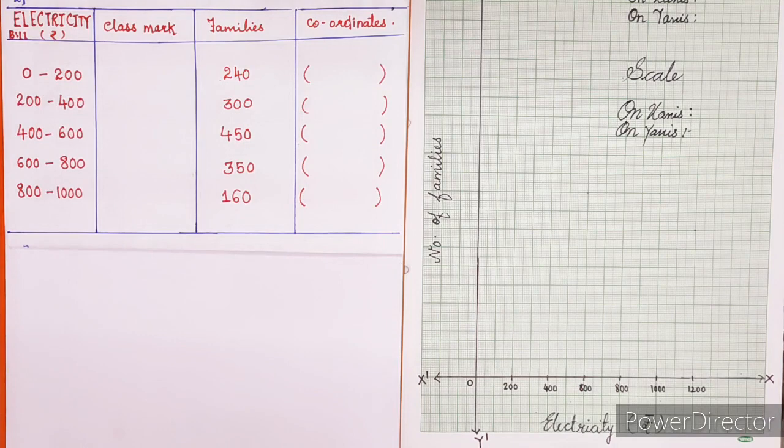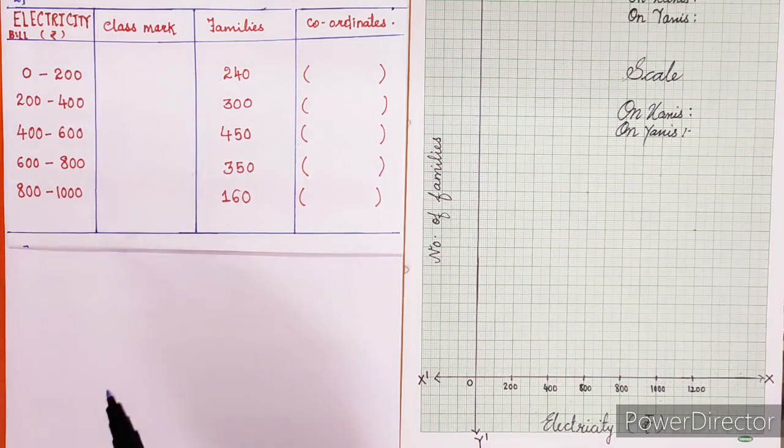So here in a frequency polygon, same as a histogram, on the x-axis information will be plotted and on the y-axis frequency will be plotted. Your data is about electricity bill and frequency is about the number of families. Here only a small difference is there: in a histogram we used to plot a class, but in a frequency polygon we will plot a class mark. So before making a frequency polygon, first we have to prepare a table showing the class mark and coordinates which are necessary to draw a frequency polygon.